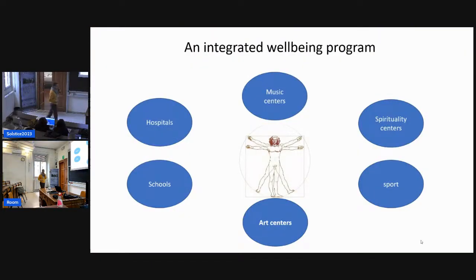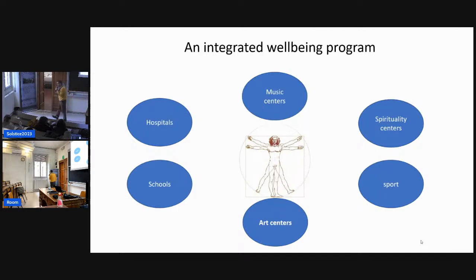The take-home message from all these things is that we have to think of a society in which we cannot consider the different aspects of the lives of individuals as independent of each other. A well-being program in hospitals, music centers, spirituality centers, sports centers, and schools must be thought of in an integrated way. Because a child who has a tumor, for example, spends his morning in school, then goes to the hospital, maybe goes to a sports center in the evening, and maybe at night listens to some music with his mother. These moments of the person's life must be integrated in an overall well-being program.